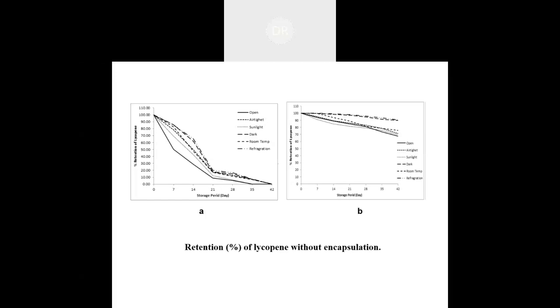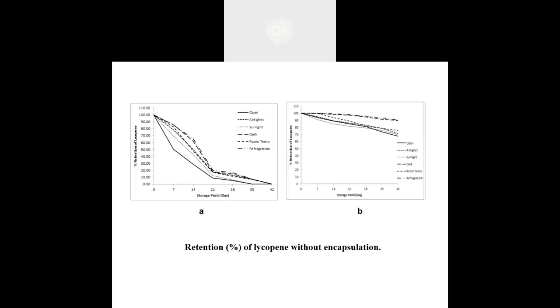We have used the open condition, meaning samples are stored in the open, then airtight condition, sunlight, dark condition, room temperature, and refrigerated conditions. In all these conditions, the lycopene sample without encapsulation shows very low retention. Its stability is around 19 to 21 days, whereas the encapsulated material shows very good retention even after 42 days.